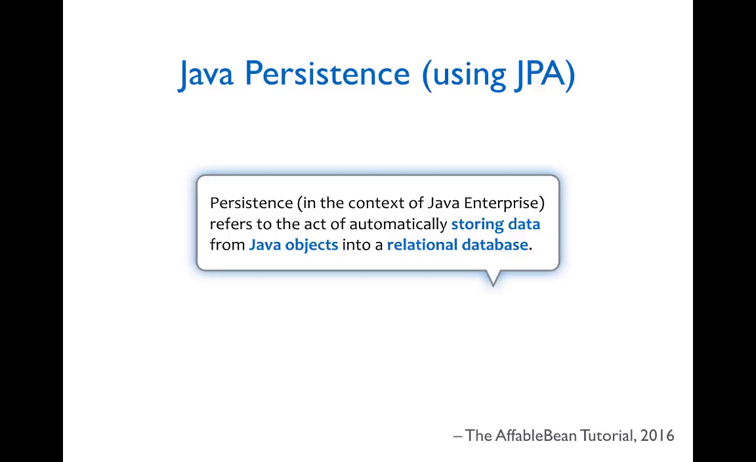In the context of Java enterprise applications, persistence refers to the ability to have data contained in Java objects automatically stored into a relational database. The technique used to do this is called Object Relational Mapping, or ORM. Essentially, it allows your business logic to treat the data in your relational database as Java objects rather than database records.